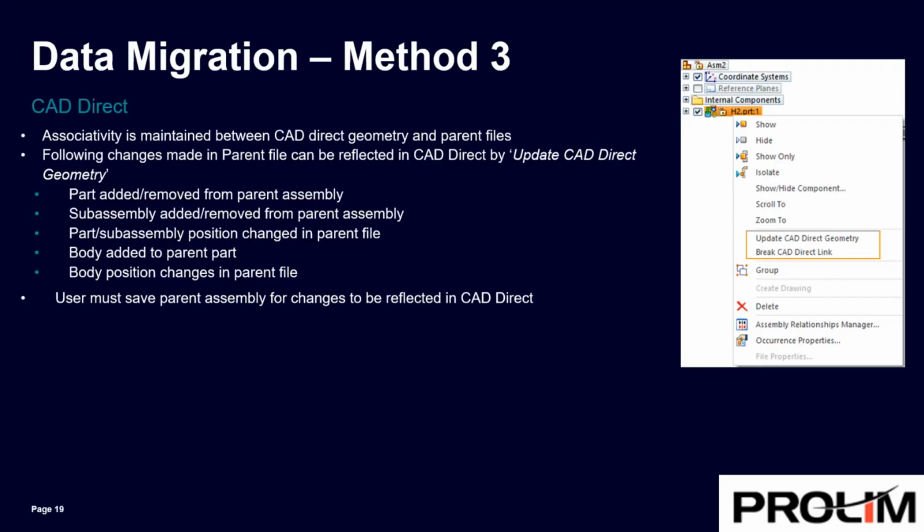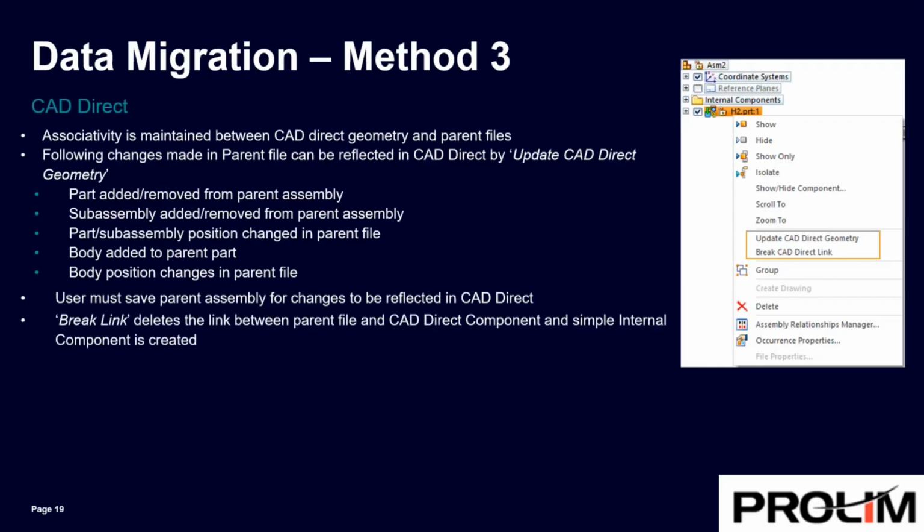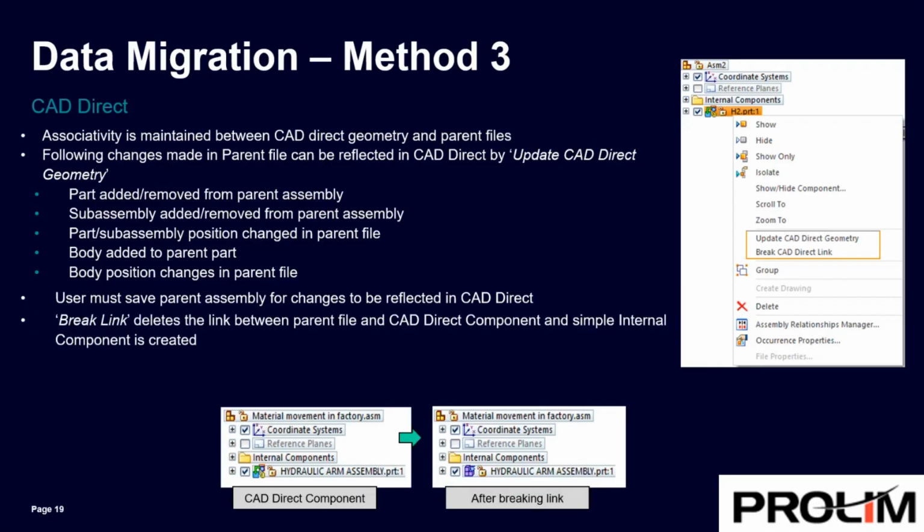And again, you have to save the assembly file for the change to be reflected. The parent file would need to be saved in order for it to recognize that a change has been made. And again, you can break the link, which deletes the link between the parent and the CAD Direct component.